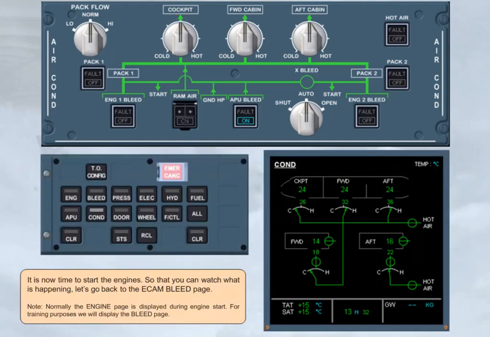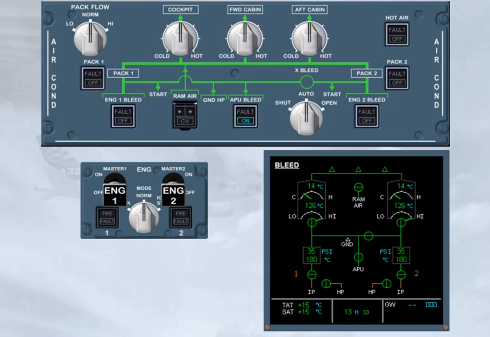It is now time to start the engines. So that you can watch what is happening, let's go back to the ECAM bleed page. Note, normally the engine page is displayed during engine start. For training purposes, we will display the bleed page. As soon as the engine mode selector is set to ignition start, the pack valves close. This is so that all of the APU bleed air can be used to start the engines. Note: if it takes more than 30 seconds to set the engine master switch to on, the pack valves reopen. They will close again when the engine master switch is set to on.